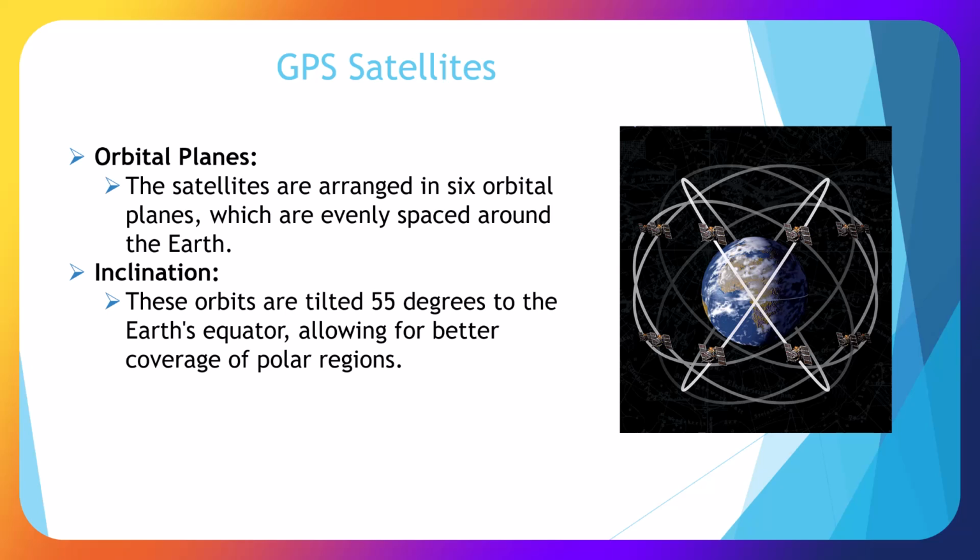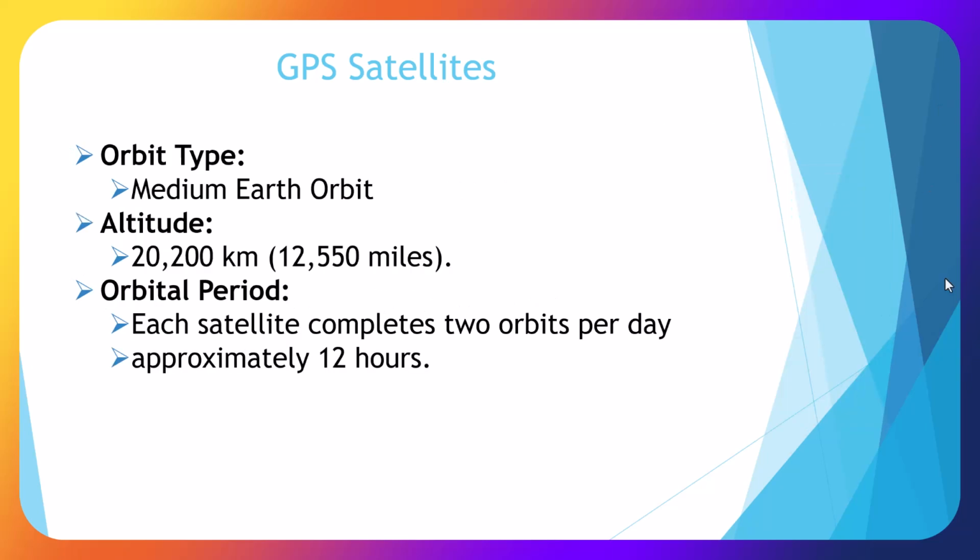GPS satellites are located in 6 orbital planes, all at an inclination angle of 55 degrees. GPS satellites are in medium Earth orbit, around 20,200 kilometers, or 12,550 miles. And the period is 2 orbits a day, or approximately 12 hours.